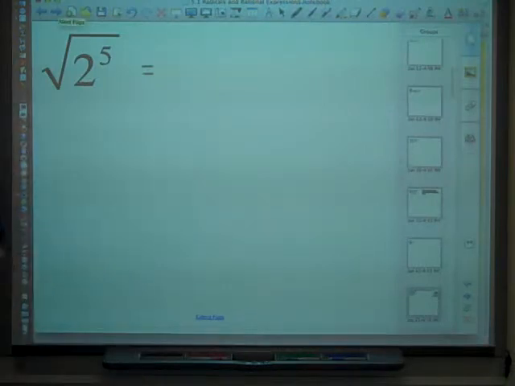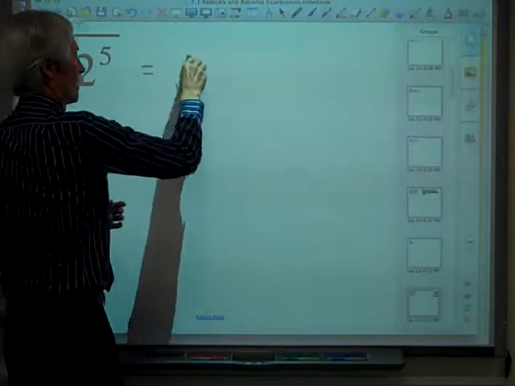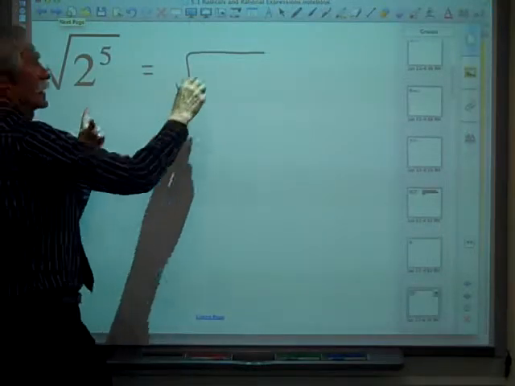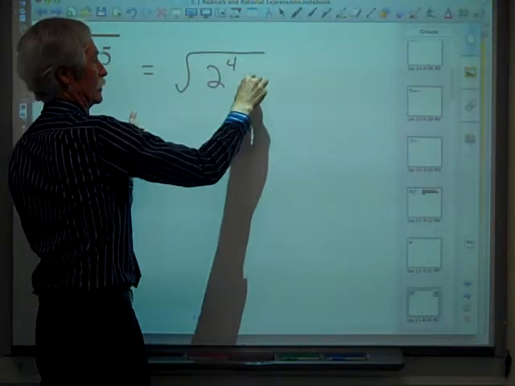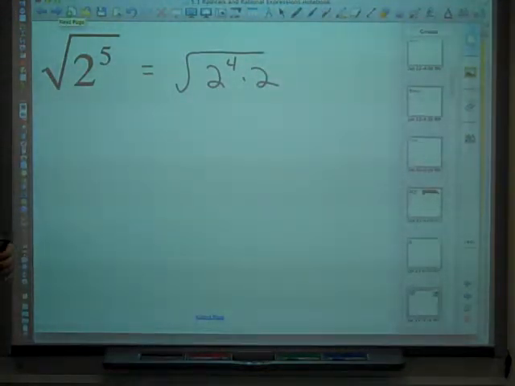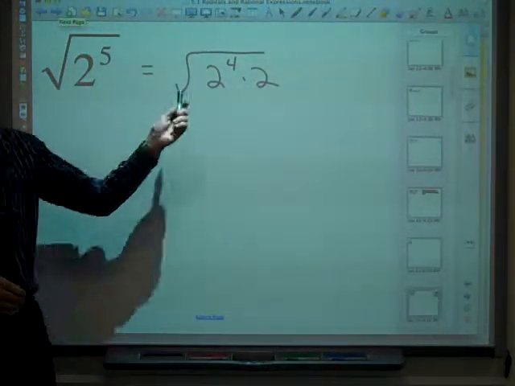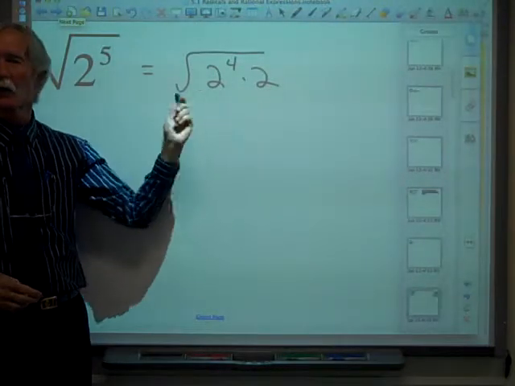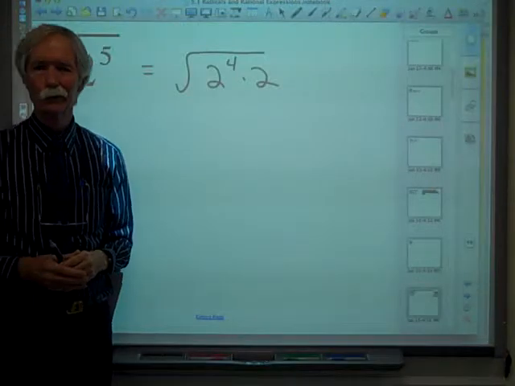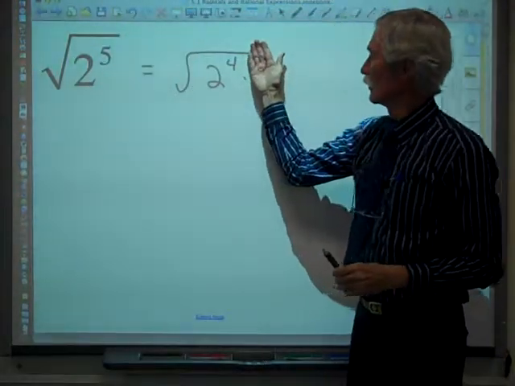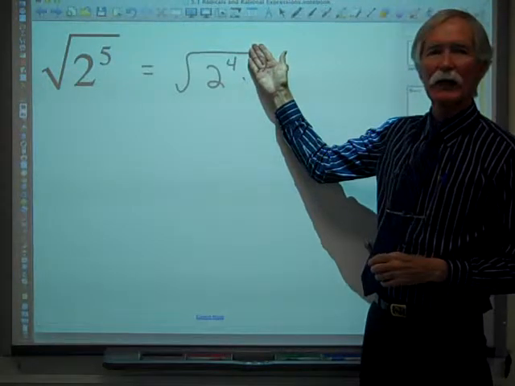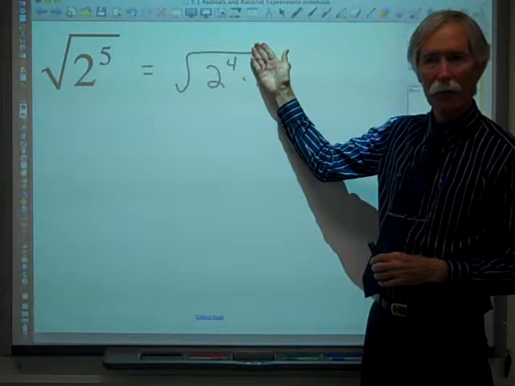So one way to tackle this is to turn this into that. Is that still 2 to the 5th? Yes. What good does this do? It's easier, because it's not odd. What can I do with that square root of 2 to the 4th?